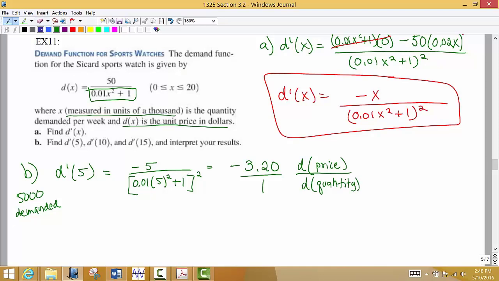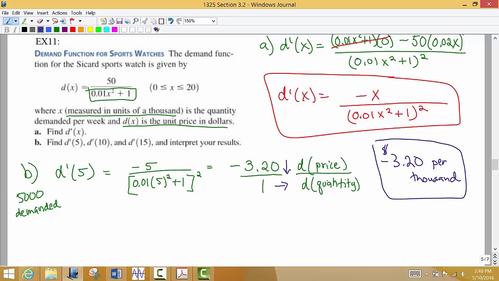So our interpretation can be this. If we decrease the price by $3.20, then 1,000 more units would be demanded. Remember, X is given in units of 1,000. So the price being decreased by $3.20 will result in 1,000 more units being demanded.